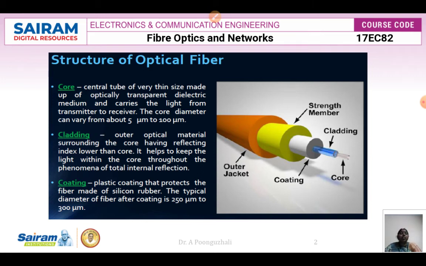So we have seen your optical fiber, where your optical fiber is going to consist of a core, and the core is going to be covered by a surface called cladding, and this cladding is going to be covered by a surface called coating. So here your core is nothing but a very thin tube, which is going to act like a transparent dielectric medium, and this core is going to carry the light through the fiber using the process called total internal reflection. The diameter of the core can vary from 5 micrometers to 100 micrometers.